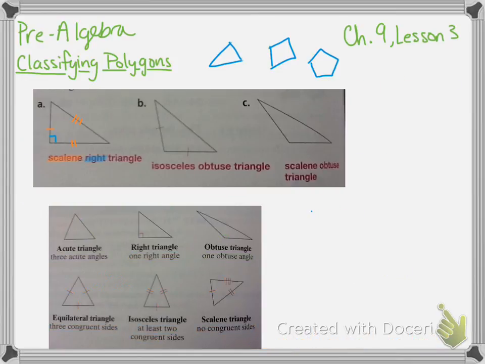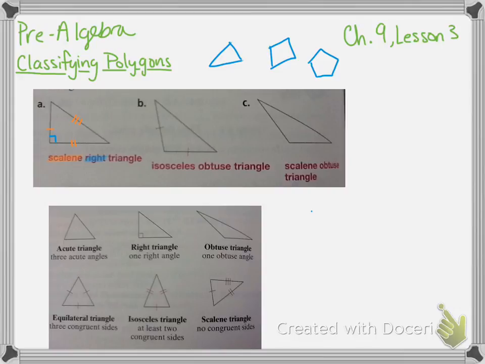Let's go ahead and talk about naming these triangles. A scalene right triangle means that all 3 sides are different lengths and it has 1 right angle. That means you can classify triangles based on the lengths of sides and the angles present inside the triangle. So we need to make sure we cover all of our bases. It's not just a right triangle, it's a scalene right triangle.